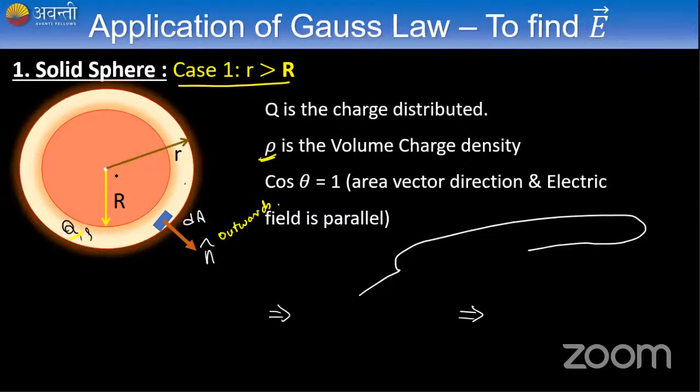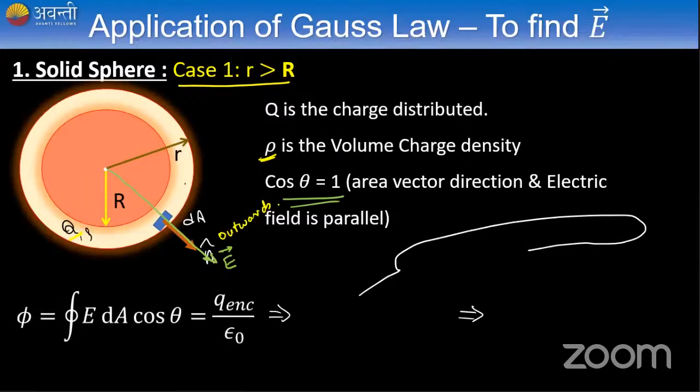Then the cos theta. See what happens here, guys. In this case, my electric field will emerge out in all directions, right? Then my electric field will be parallel with the area vector n cap, so my cos theta value will be 1. Now if I apply Gauss law, phi is equal to integral E dot dA, or E dA cos theta. My cos theta value will turn out to be 1. That is equal to Q enclosed by epsilon naught. Okay, understood till here?